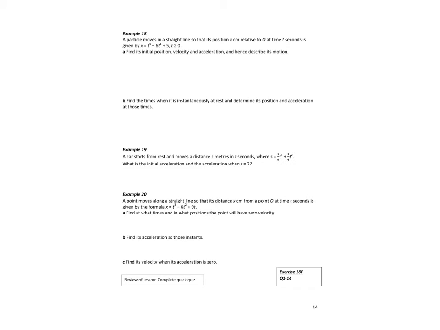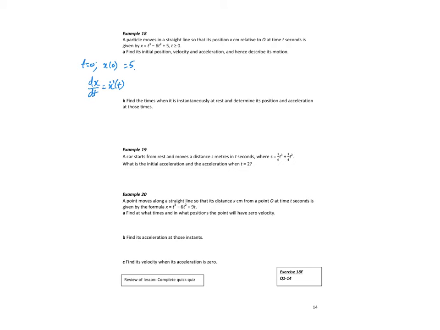All right, so we've got our particle there. We need to find the initial position, velocity, and acceleration. So initial means t is equal to 0. Let's write our position as x. If I put 0 in for t, clearly I get x is equal to 5. For velocity, that's dx dt. Sometimes we write it as x dot or x dash of t.